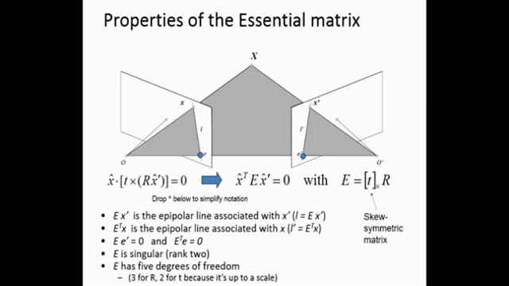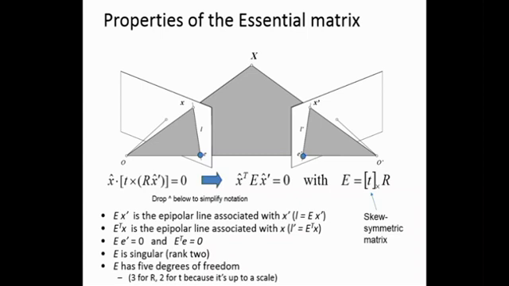So if I were to shrink my scene and my cameras or make it a lot bigger, I'm going to get the exact same images. So I can only solve for things up to a scale. And I can really only solve for things up to a similarity transform because I'm solving for the rotation and translation of one camera with respect to the other. But if the entire scene and cameras rotate or translate, I'm going to get the exact same image.